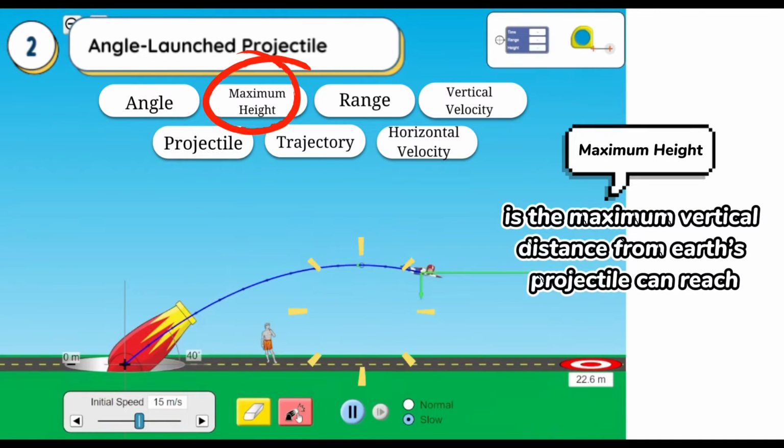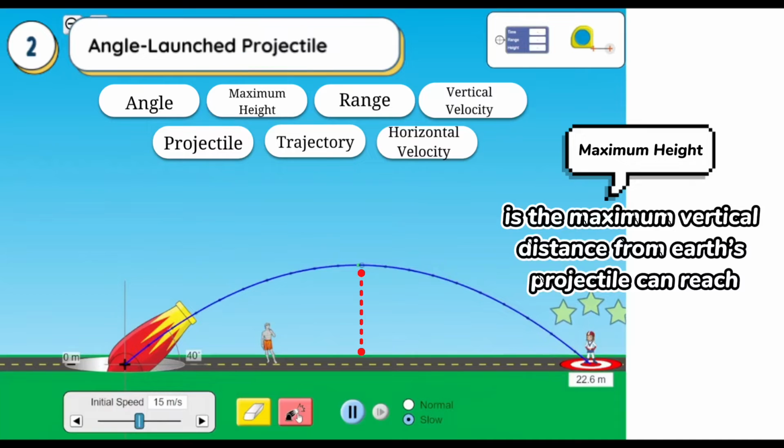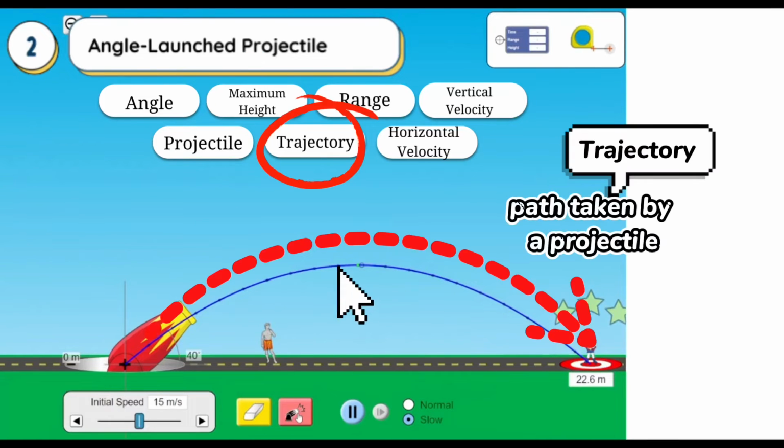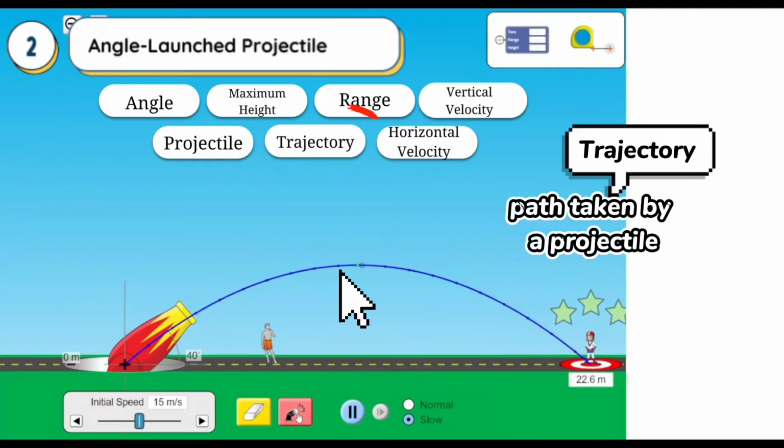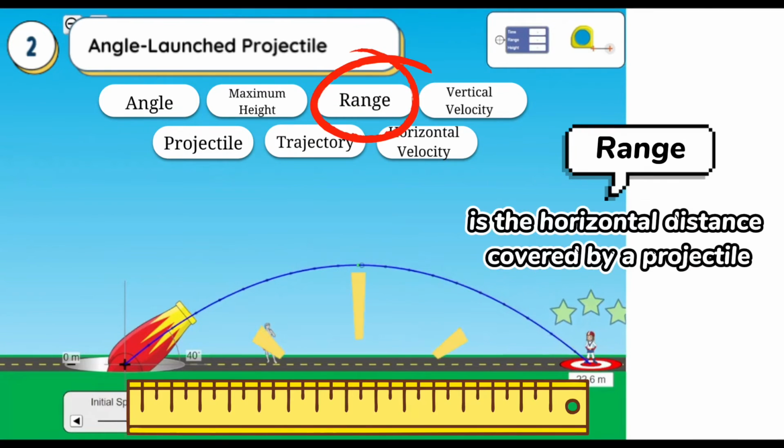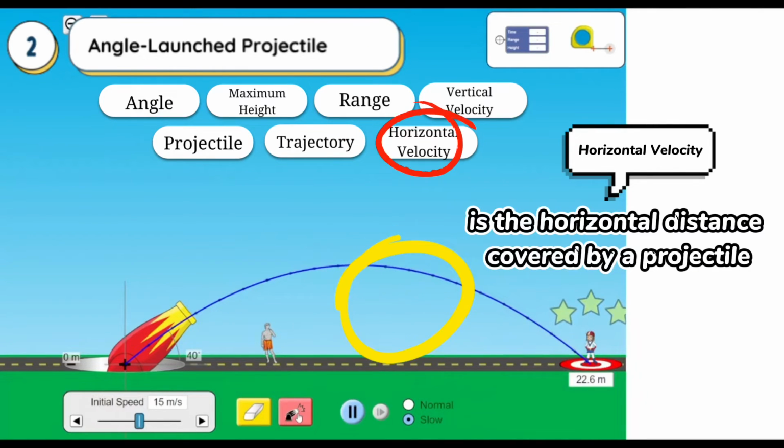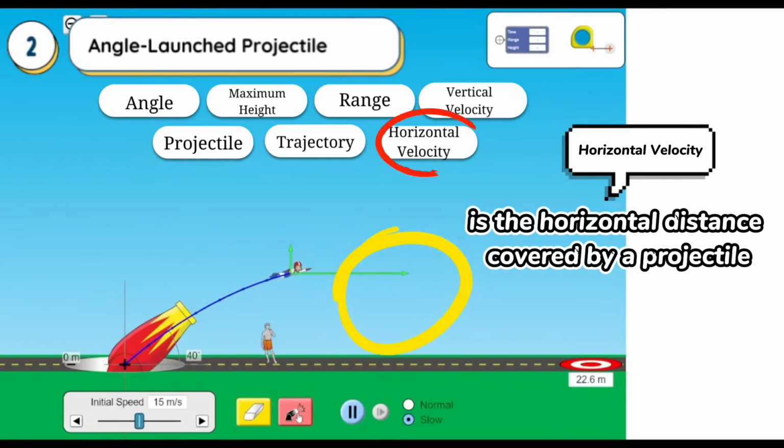Maximum height. Maximum height is the maximum vertical distance from Earth that a projectile can reach. Trajectory. Trajectory is the path taken by a projectile. Range. Range is the horizontal distance covered by a projectile. Horizontal velocity. Horizontal velocity is responsible for the horizontal distance covered by a projectile.